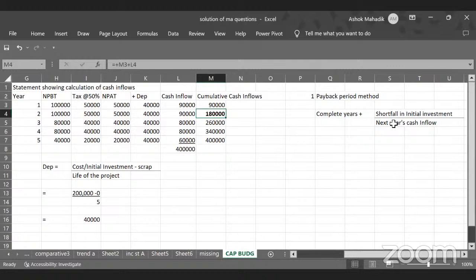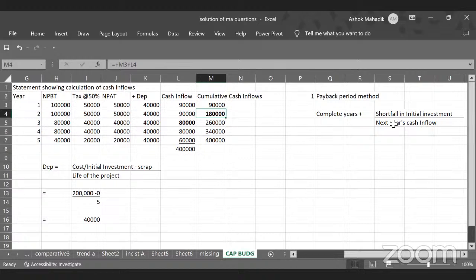And the consecutive year's cash inflow. These two boxes are being put in the given table. Clear? First, in the cumulative column, the figure which is closest to the cost of the project or initial investment, which in this sum is 1,80,000, which is closest to 2 lakhs.